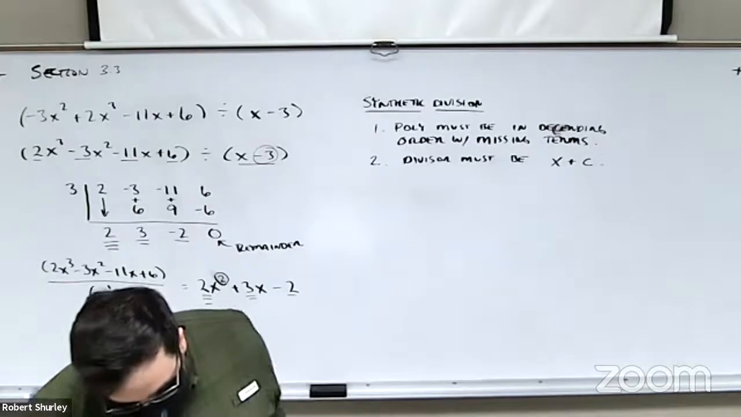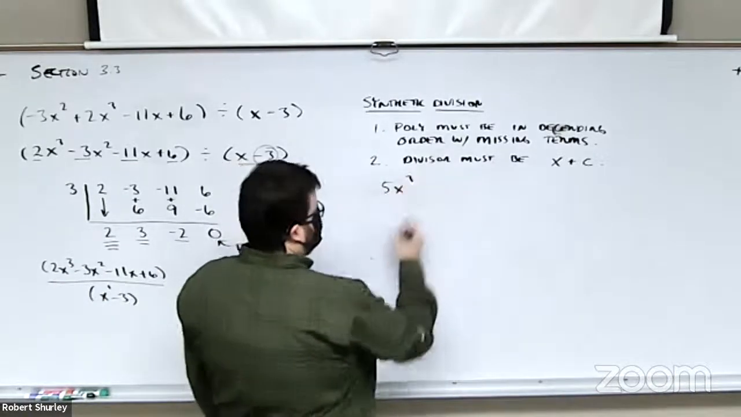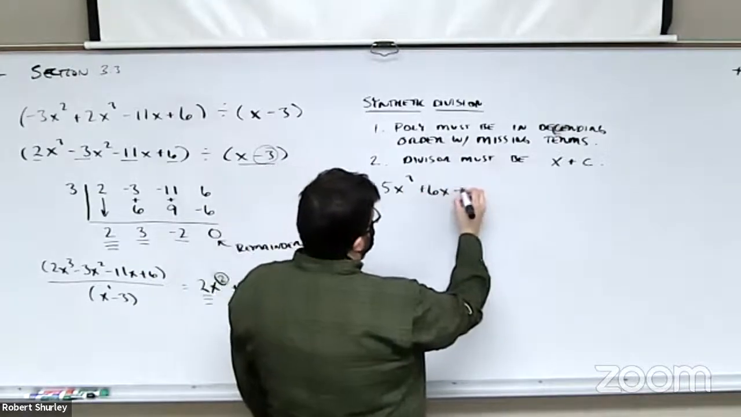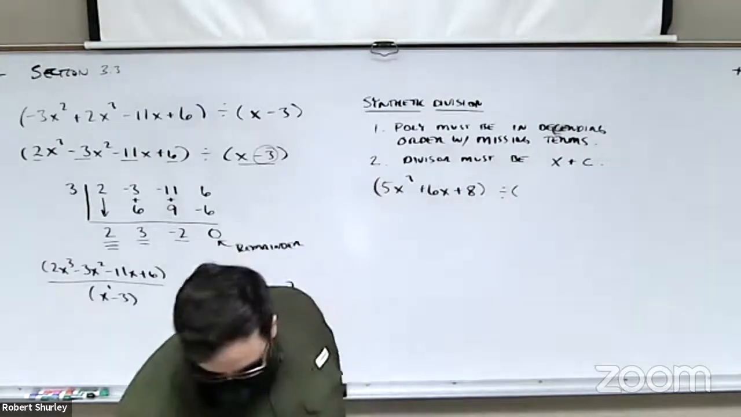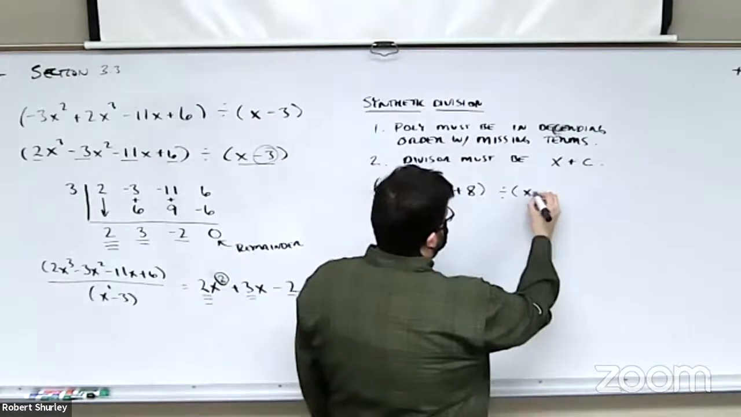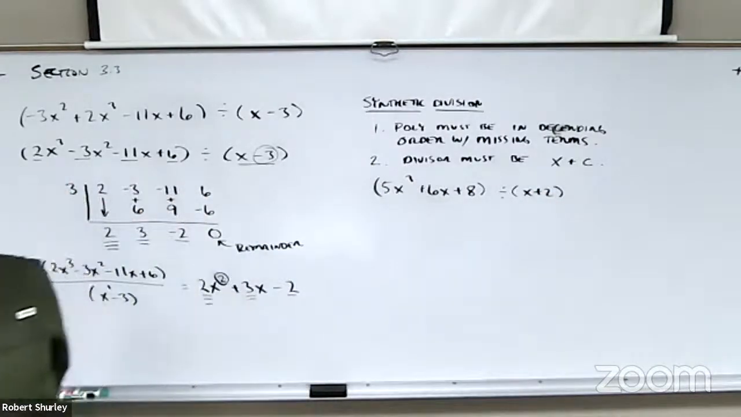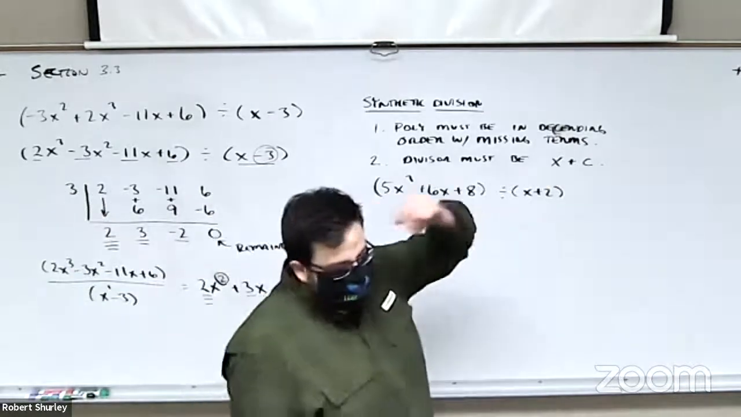Okay, yeah. So this is 5x cubed plus 6x plus 8. Now I want to divide this by x plus 2. Okay, 5x cubed plus 6x plus 8. And I'm going to divide this by x plus 2.